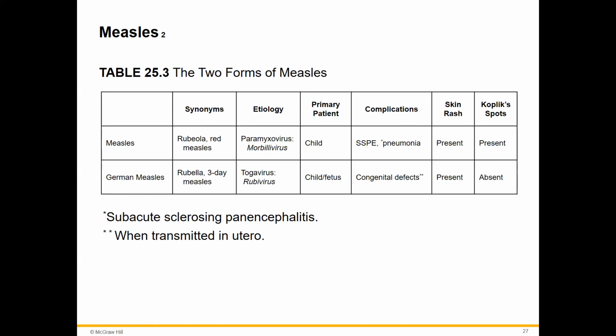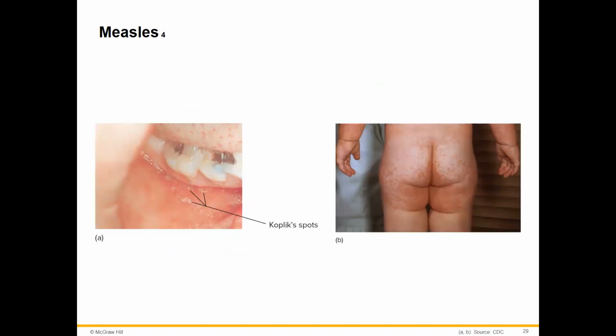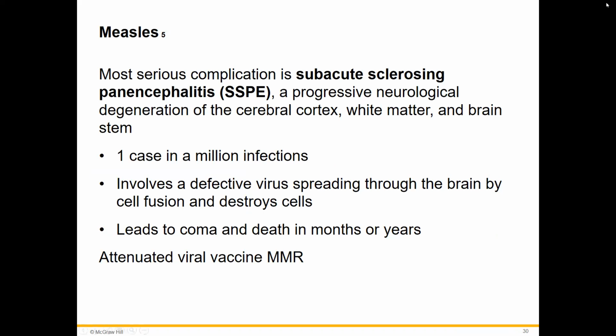Both viral exanthems. This is our classic measles. The Koplik spots are the oral lesions, and then the exanthem because it's a classic maculopapular rash. Here's your measles. The most serious complication is subacute sclerosing panencephalitis, SSPE, which is a neurological degeneration of your cerebral cortex. Obviously, very severe. Cerebral cortex, we need that for all of our motor integration, all of our brain integration, and then obviously brainstem, autonomic system. So it can be very significant or serious. It's why we have a vaccine.